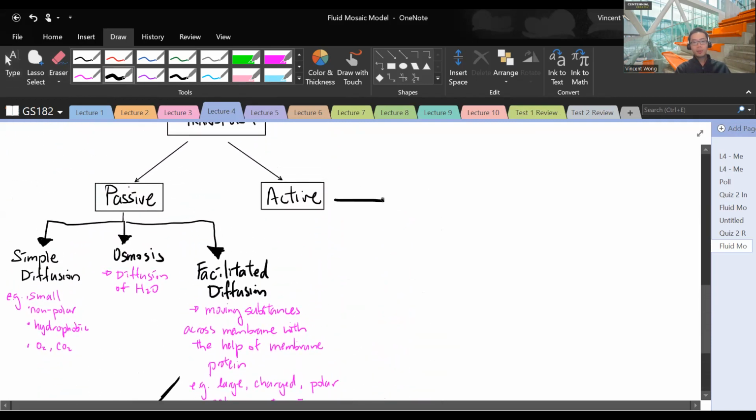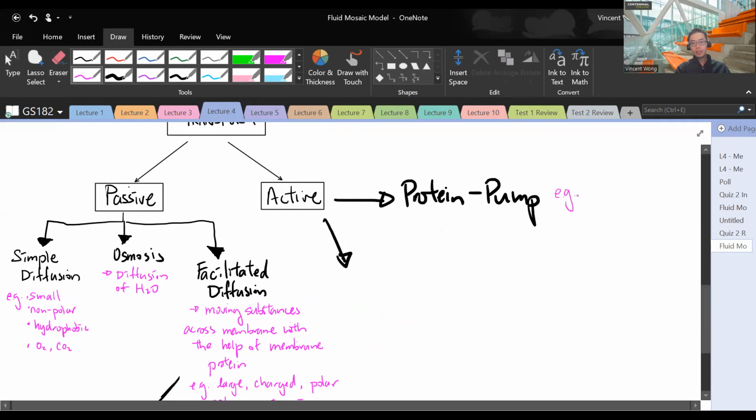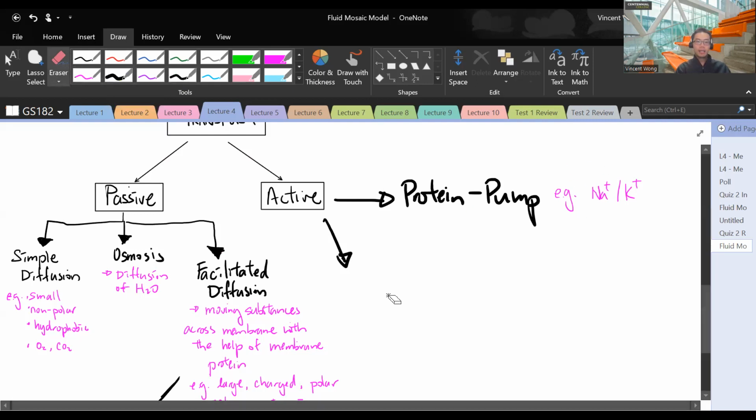Okay, for active transport, we have protein pumps. And the only example I gave you is the sodium potassium pump. Okay, you can read more about it in the lecture notes. And then the other one is bulk transport.